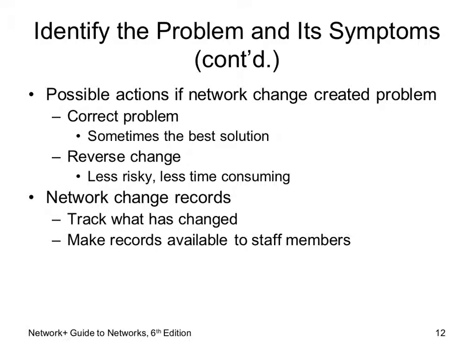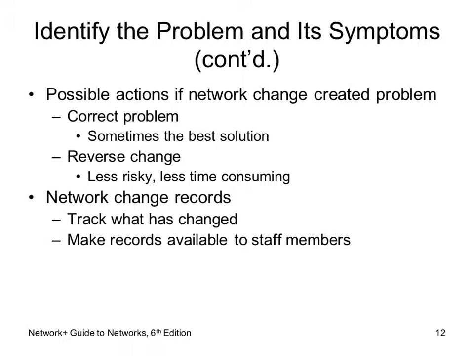Possible actions: if a network change has happened, correct it. Sometimes the best solution could be a restart of a server. It could be an update that blew things out. Roll it back. Reverse it. It's usually less risky and less time consuming to reverse or roll back an update that caused problems. I've seen it happen more times than not. I was on a Windows update for a server, and it caused some issues.